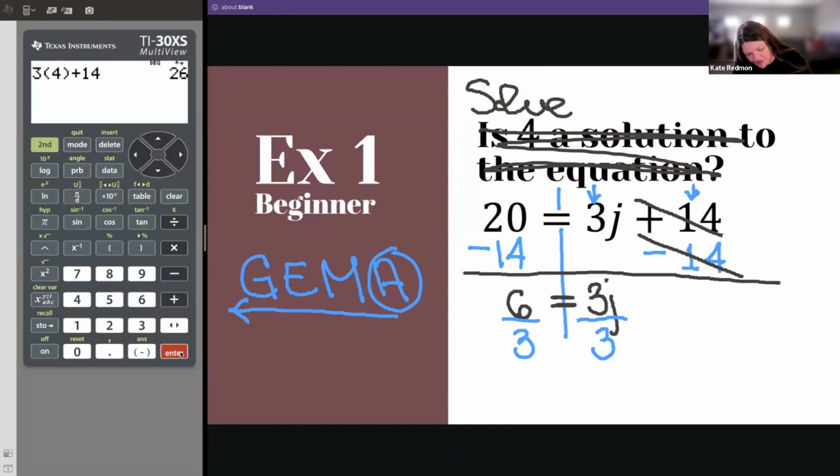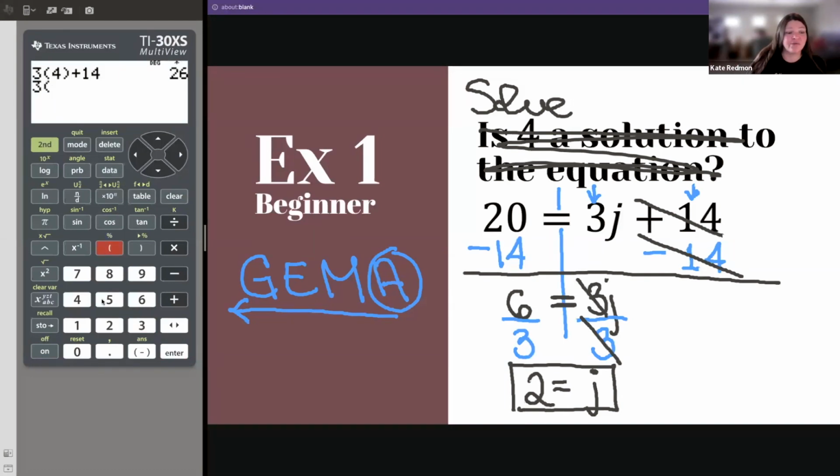6 divided by 3 on the left is 2. And of course, multiplying and dividing by 3 are opposites. They cancel. I just have one single solitary J. So what would J have to be in order to really make this right-hand side equal to this left-hand side? It'd have to be 2. And take a look. 3 times 2 plus 14, that does give me 20.